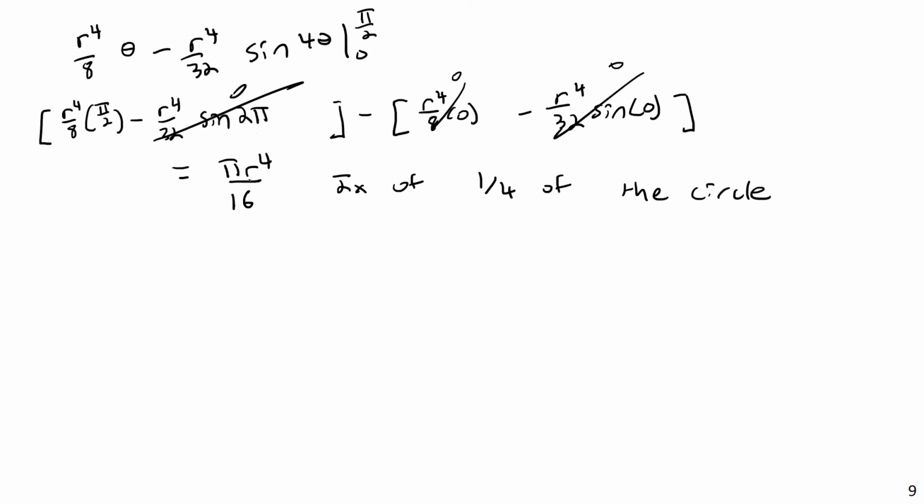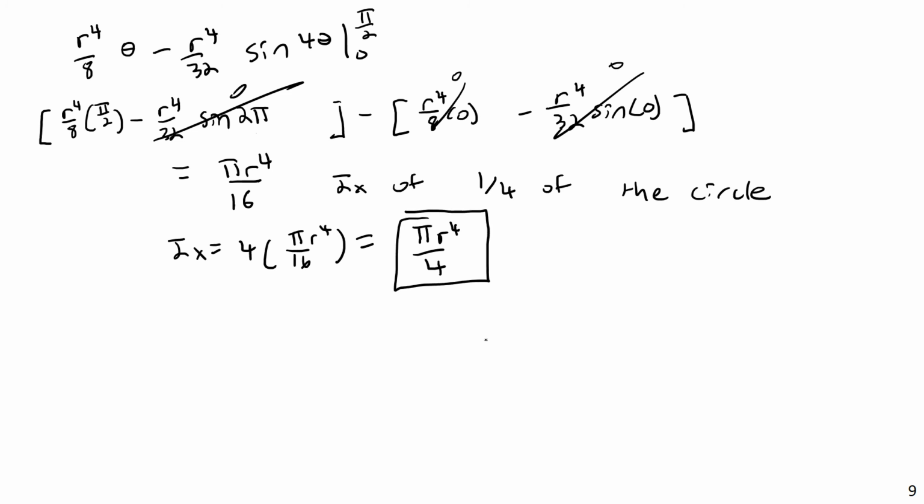So what I'm going to do next is say, look, for something that is doubly symmetric and we're taking the moment of inertia about the origin or about the centroid of it, all I have to do is just multiply by 4. So the actual Ix is 4 times pi r to the 4th divided by 16, and that produces a value of just pi r to the 4th over 4, which is what you'll find in any moment of inertia formula in any textbook, on Wikipedia, or wherever you might be looking.